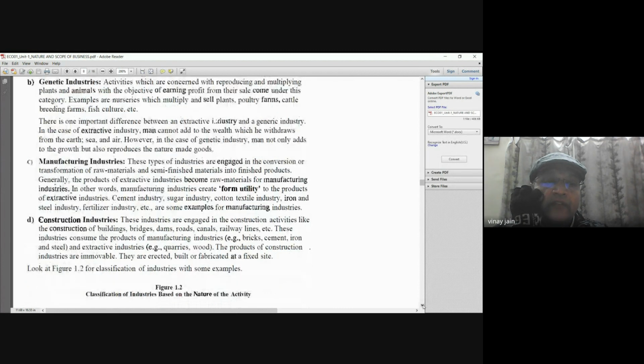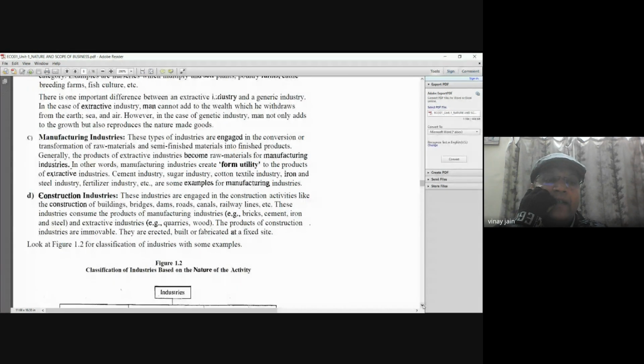Then guys, we have construction industry. These industries consume the products of manufacturing industries, for example, bricks, cement, iron and steel, and extractive industries, for example, quarrying, wood. The products of construction industry are immovable. They are erected, built, or fabricated at a fixed site. So this is construction industry: roads, bridges.